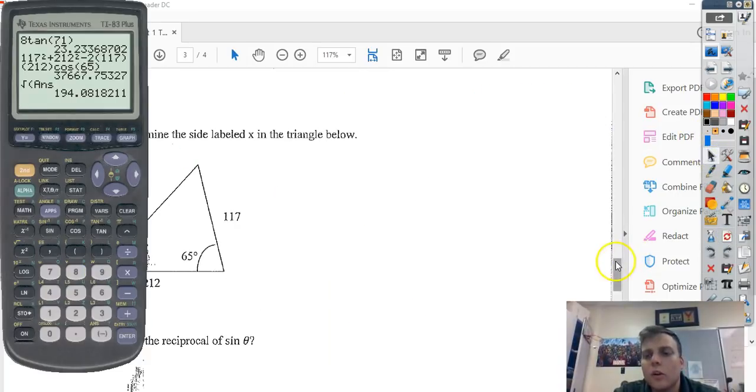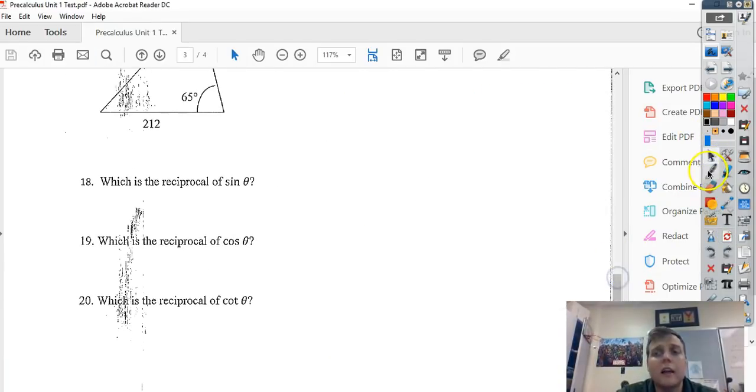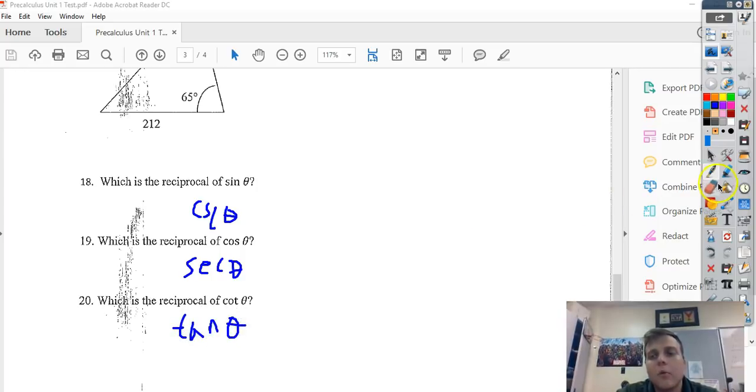18, 19, and 20. Okay, these are three that you're going to have to memorize. I just want to see if you guys can memorize. I think that's an important skill. All right, what is the reciprocal of sine theta? That is cosecant theta, csc theta. What is the reciprocal of cosine theta? That is secant theta. And we're going to talk about these and how to use them in depth later on, but we're just trying to see if you guys can actually still use your memorization ability. What is the reciprocal of cotangent theta? That is just tangent theta. All right, it is important that you memorize those.